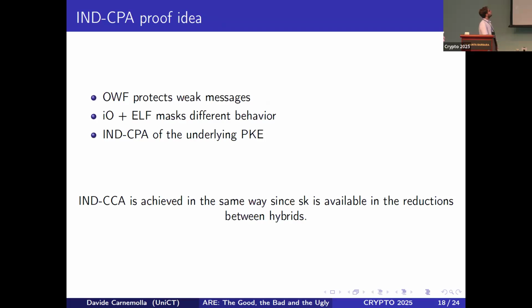Okay, so we have to prove that our construction is CPA secure, and this is the idea. To prove that, we can say that the injective one-way function protects the weak messages in the CPA game, while the indistinguishability obfuscation and ELF mask the different behavior between the encryption of weak messages and the encryption of standard messages. And at the end, we rely on the NCPA security of the underlying PKE. Also, we are able to achieve CCA security if the underlying PKE satisfies this property.